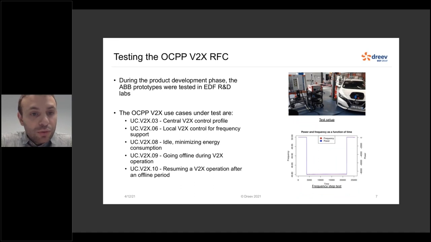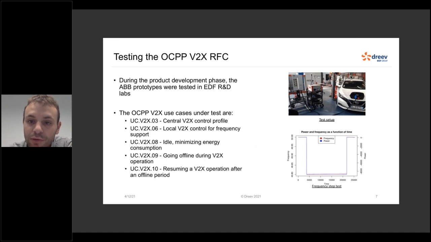So that enabled us to conduct a lot of testing during the product development phase. Of course, the primary interest for us was to test the ABB product and our services, but it was also a good opportunity to test the OCPP V2X extension. So according to what I explained before, and according to our main V2X use cases, the OCPP V2X use cases which we tested are the following ones: central V2X control profile, in order, as I explained, to send charging discharging profiles to the charging station, and local V2X control for frequency support. So these are our two main functional use cases, I would say, and then we had to test the edge use cases, which are, I would say, non-functional use cases, including minimizing energy consumption and going offline and resuming a V2X operation after an offline period.